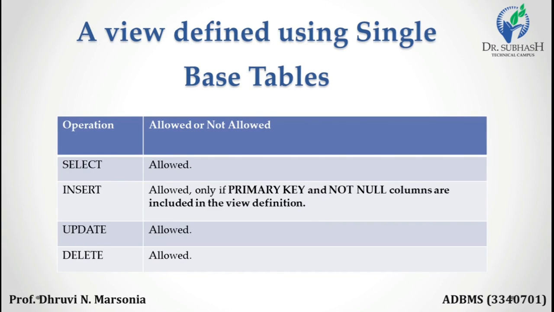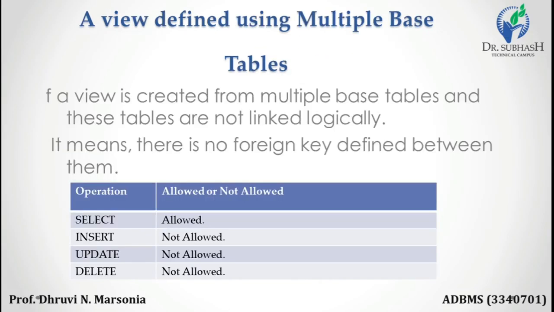There are some operations which are allowed and not allowed in a view. For a view defined using a single base table: select operation is allowed, insert is allowed only if the primary key and not null columns are included in the view, update is allowed and delete is allowed. For a view defined using multiple base tables, if the tables are not linked logically, meaning there is no foreign key or key defined between them, then select is allowed, but insert, update and delete are not allowed.